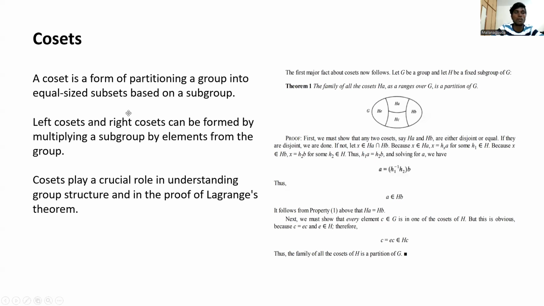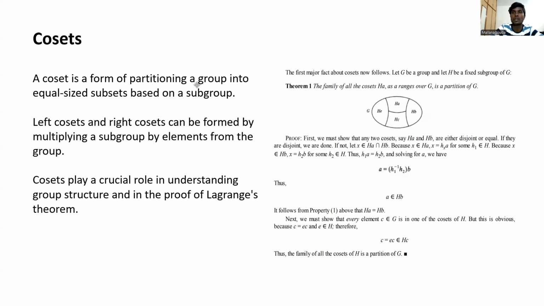A coset is a form of partitioning a group into equal-sized subsets based on the subgroup. Left cosets and right cosets can be formed by multiplying a subgroup by an element of the group. Cosets play a crucial role in understanding group structure and in the proof of Lagrange's theorem. The first major fact about cosets now follows.